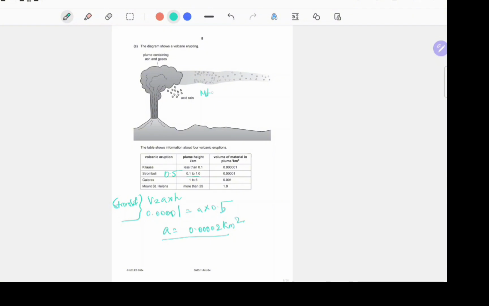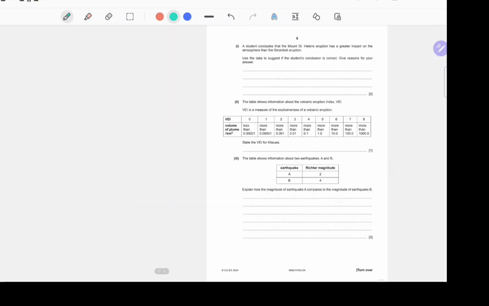For Mount Helen, I will do it here. Its volume is equal to area into H. I use this method to make a clear answer. So 1 into area into H is 25. They are given more than 25, so I take it as nearby 35. So the area is nearly around 0.0285 kilometer square. Comparing these two areas, this area is higher in spread. So the volcanic ash spread area is higher here.